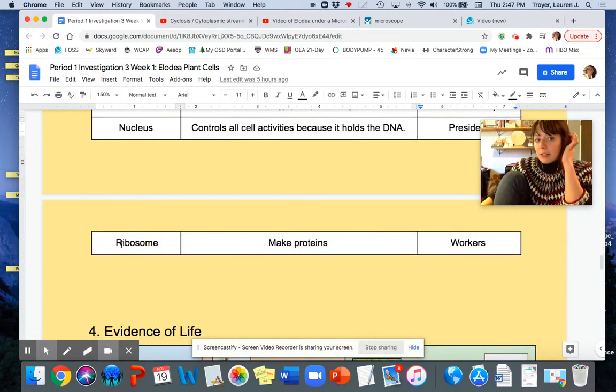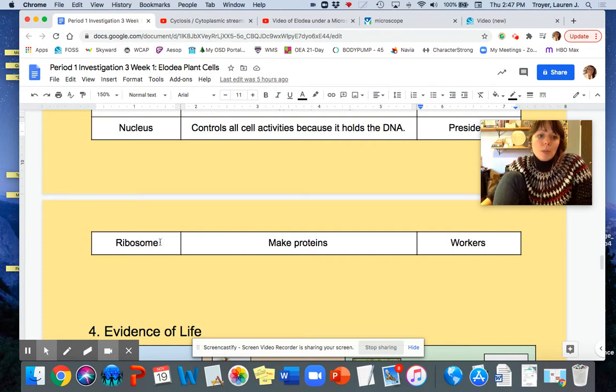It makes proteins. Proteins, it's not just like chicken and fish. Proteins for a cell are really what makes things happen. Proteins are the movers and the shakers of the cell. Proteins make things happen inside the cell and outside the cell. It's how cells communicate. It's very, very important. So we said the workers or the people or citizens, right? A city is nothing without its workers or citizens. And that's kind of like a cell. It's nothing without its proteins.